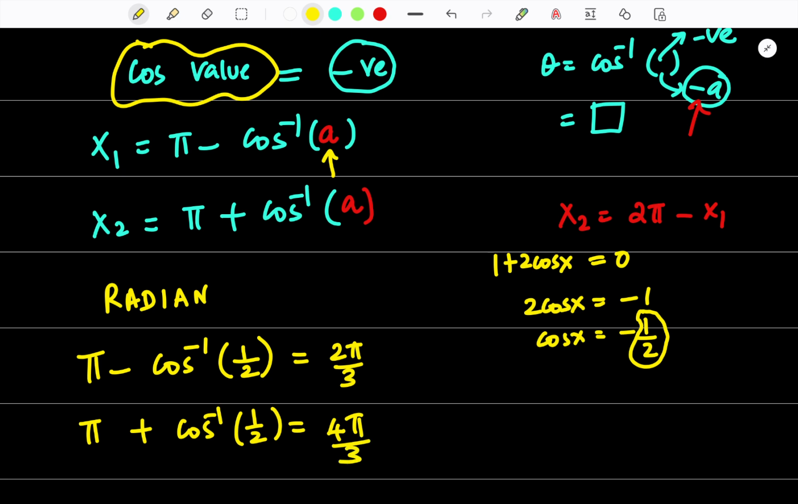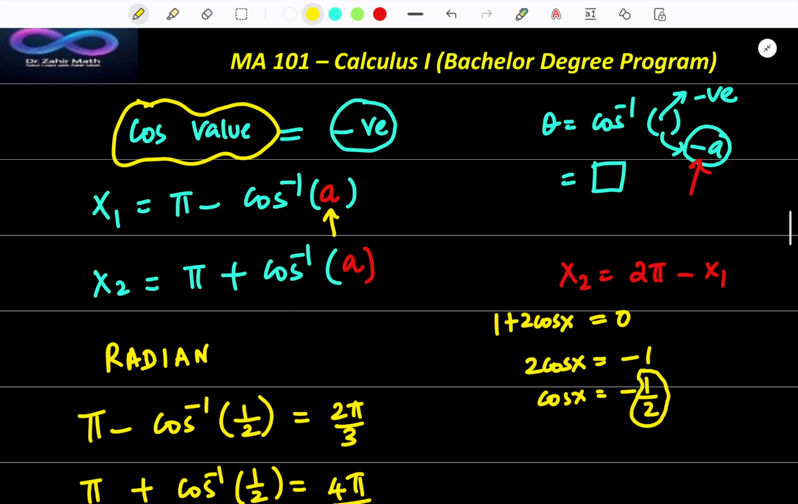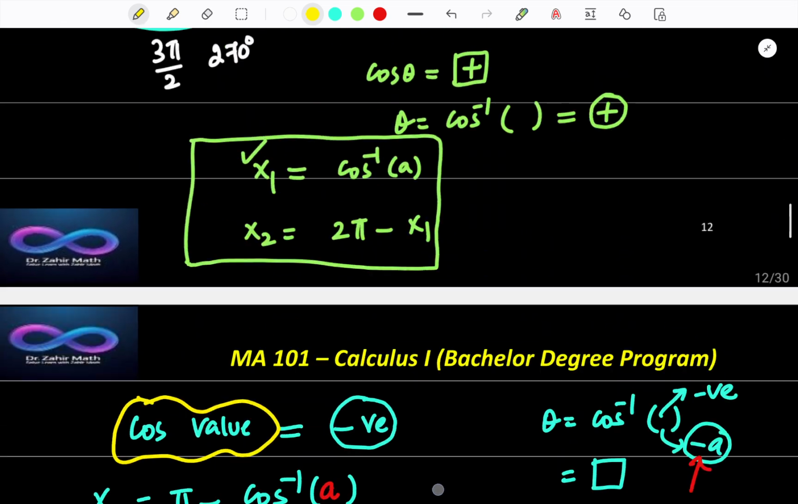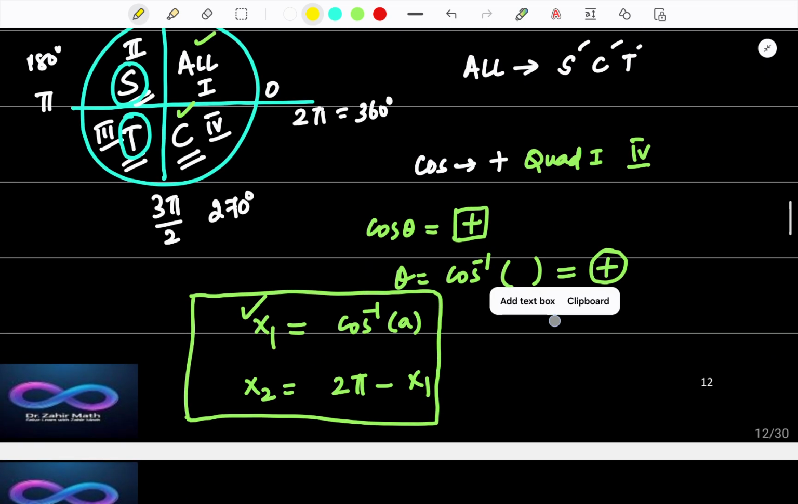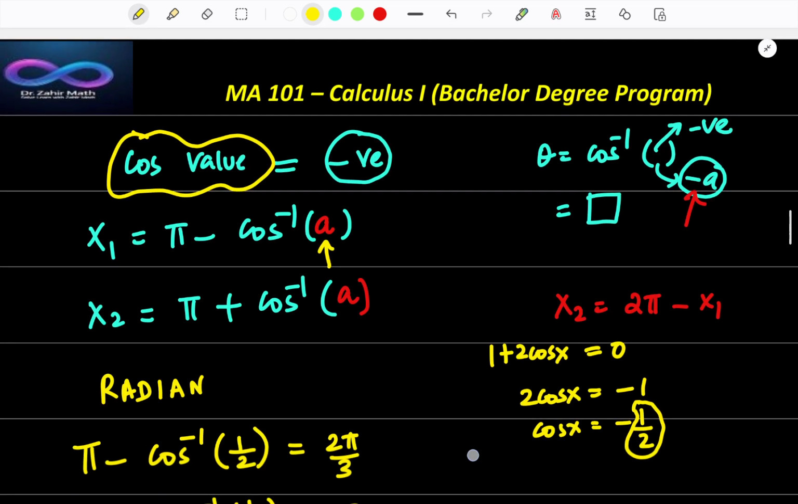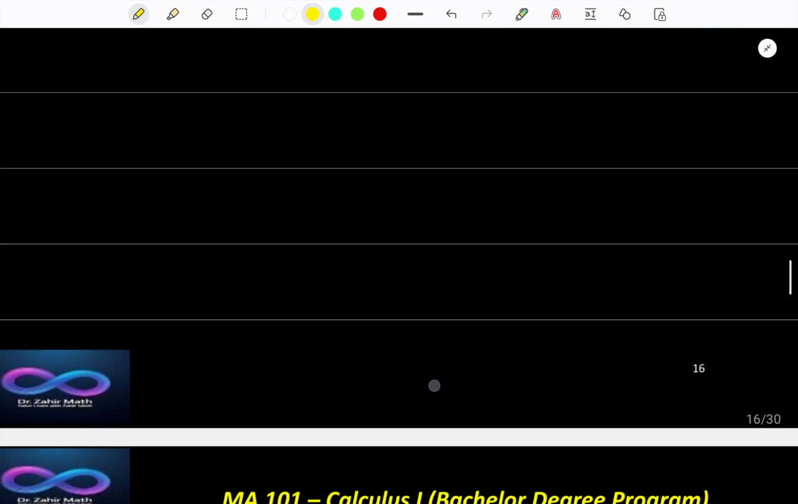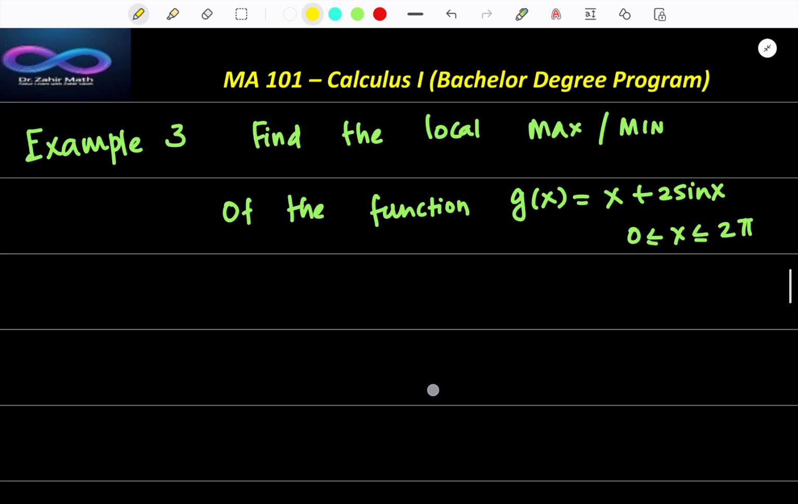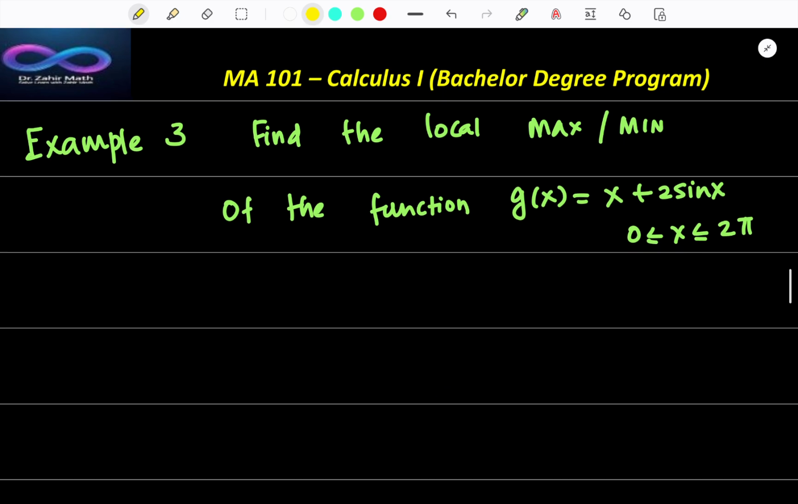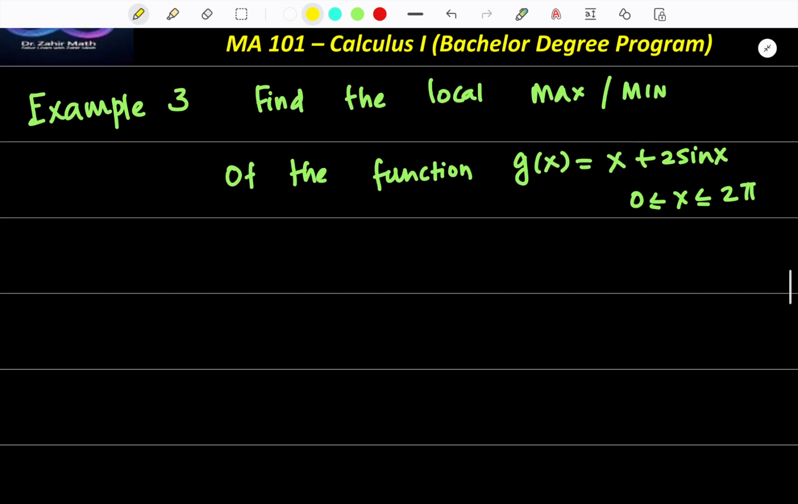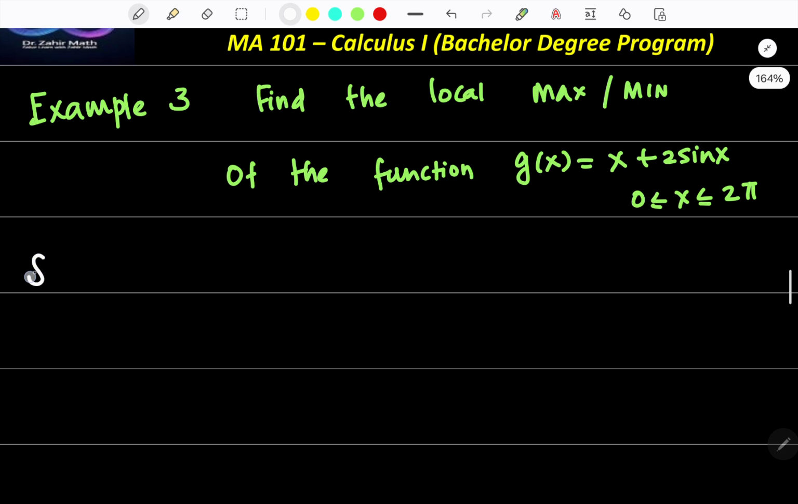Right? So now you got the idea. If the cosine value is negative, this is the situation. Sometimes you will get cosine as positive, and you have to do it like this. Keep this in mind as a formula, and we are going to this question: how to find the local maximum and minimum value of the function. Now it will be very easy for you. Right, let's go to the solution. Same steps you have to follow.